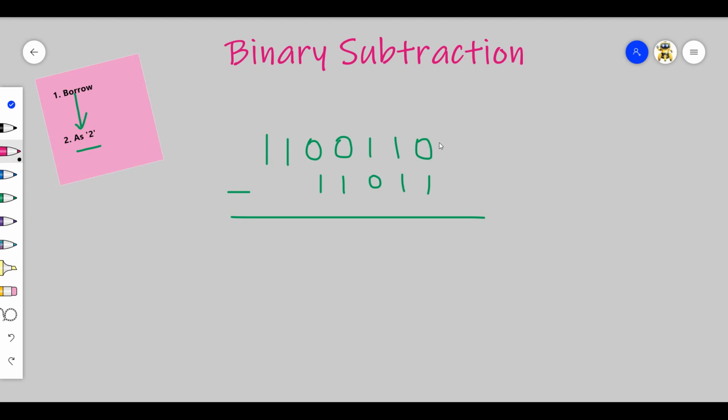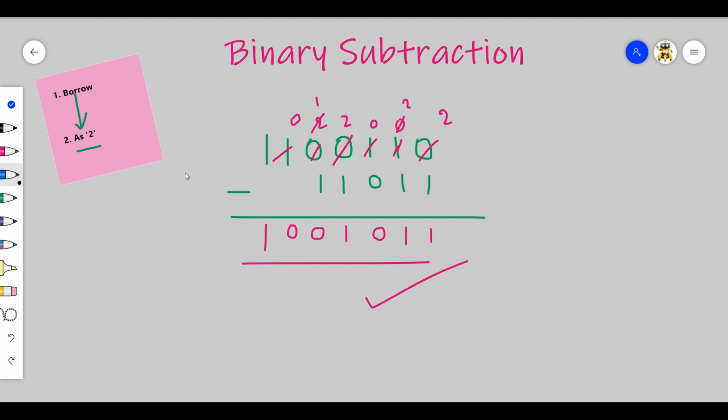So this is 0 minus 1 not possible, so I need to borrow from here, so this will be 0 and this will be 2. So 2 minus 1 is 1, 0 minus 1, again I need to borrow, so this will be 0 and this will be 2. So 2 minus 1 is 1, 0 minus 0 is 0, 0 minus 1, again I need to borrow, so this will be 0 and this will be 2. I need to borrow again, so this will be 1 and this will be 2. So 2 minus 1 is 1, 1 minus 1 is 0, that will be 0 and this will be 1. Okay, that is my final answer.